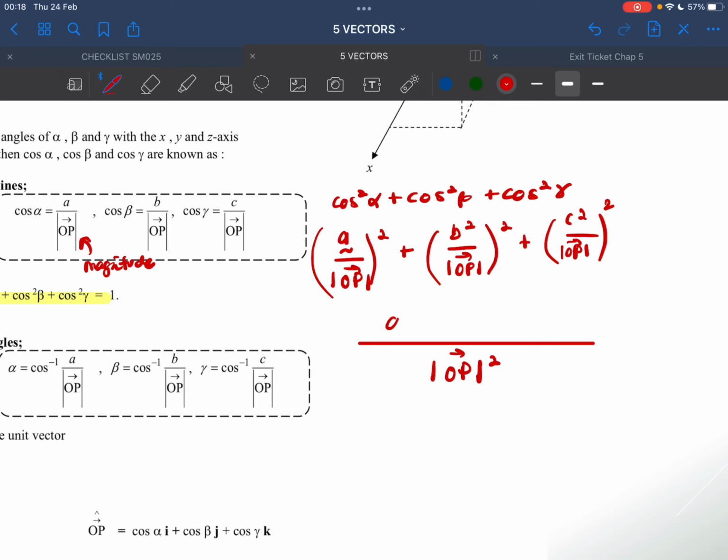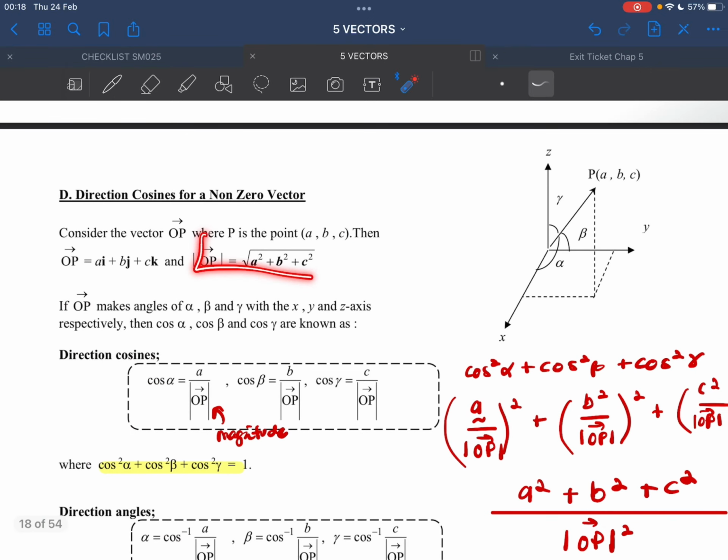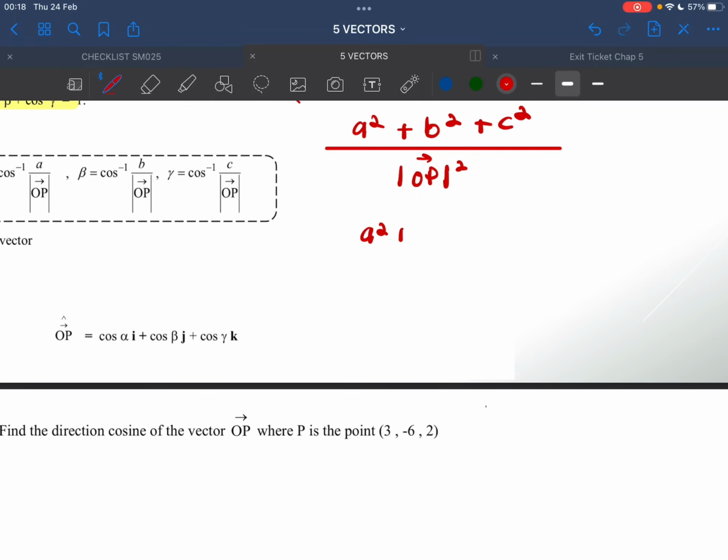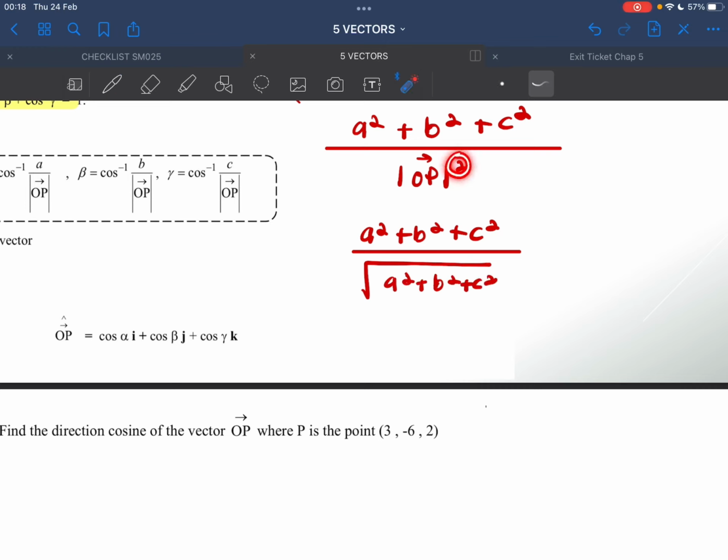And up here we have A square plus B square plus C square. So what's the formula to find the magnitude of OP? Here we have the magnitude of OP, but we have to square this. So we are going to end up with A square plus B square plus C square over the magnitude of OP. The formula is square root of A square plus B square plus C square, and then we square it one more time, and that will cancel out the square root. Then at last we are going to get equal to 1.